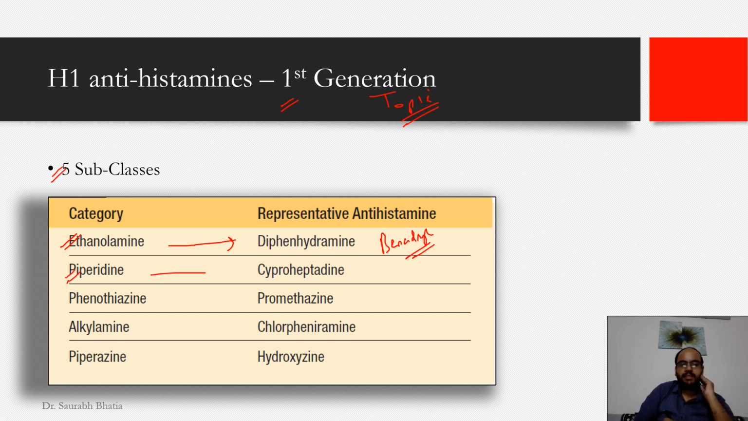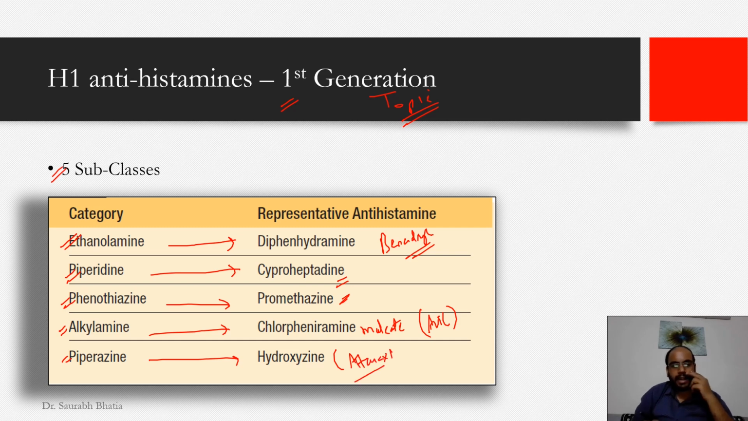Piperidine, which has cyproheptadine as a prototype antihistamine. Phenothiazine, which has promethazine as an antihistamine. Alkylamine, which is the chlorpheniramine maleate, which you see in Avil. And piperazine, which is hydroxyzine, and you know it by the name of Atrax. So these are all brand names. I'm just telling the brand names so that we can have an understanding of drugs that we routinely use. So these are the 5 subclasses, and you're not supposed to remember any of them.